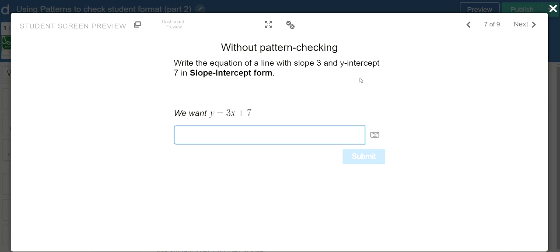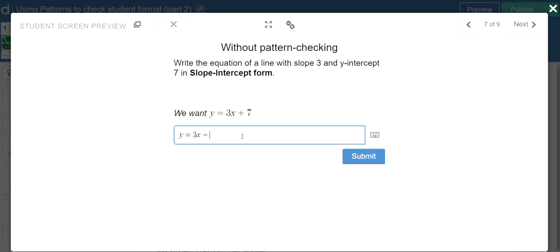And so here's an example of asking students to input the equation of a line in slope-intercept form. And what we want is that y equals 3x plus 7 look. And if a student types that in, the teacher can see on the dashboard a check mark. There's a correct check built into this. But other versions of this that are algebraically equivalent would also be correct.